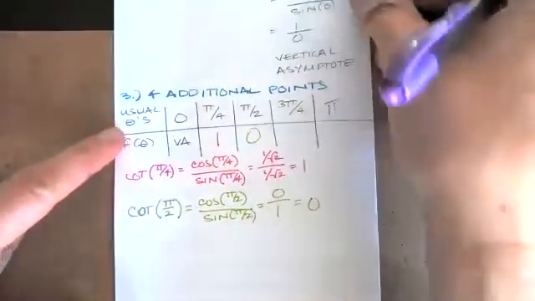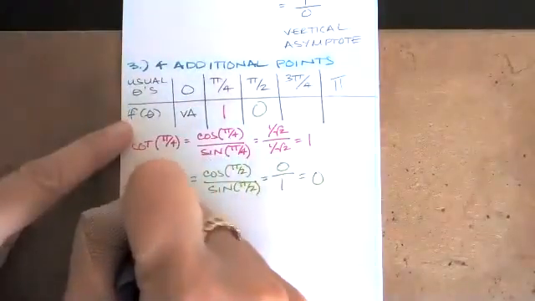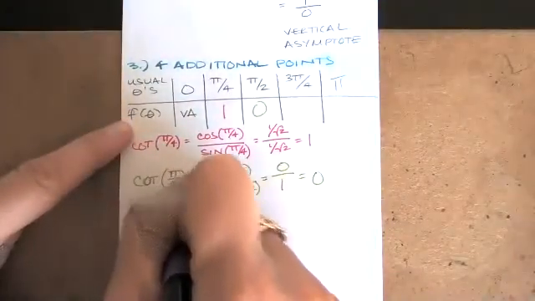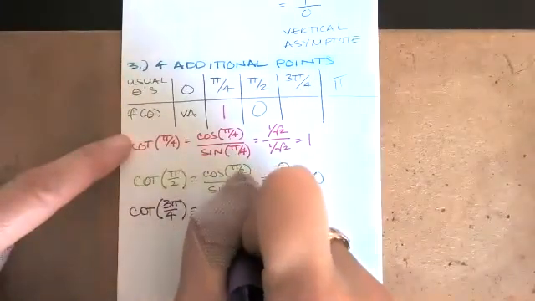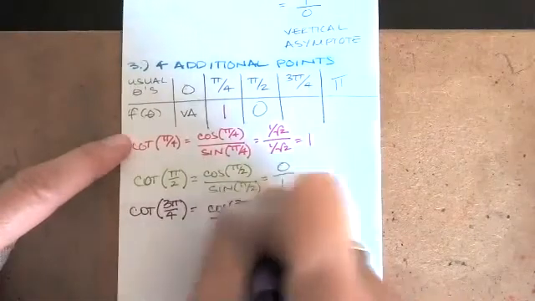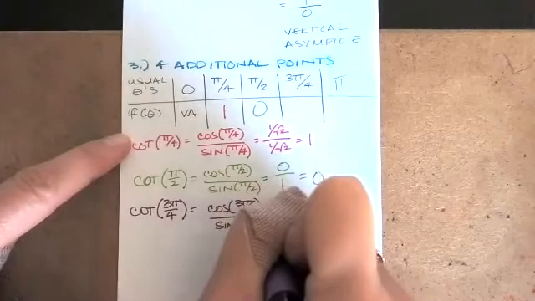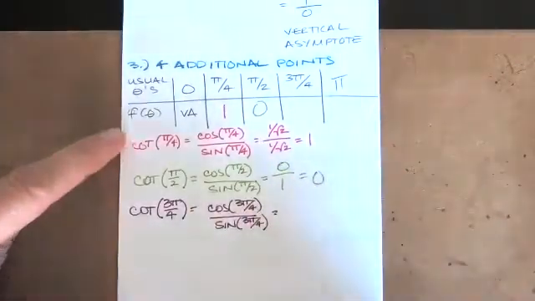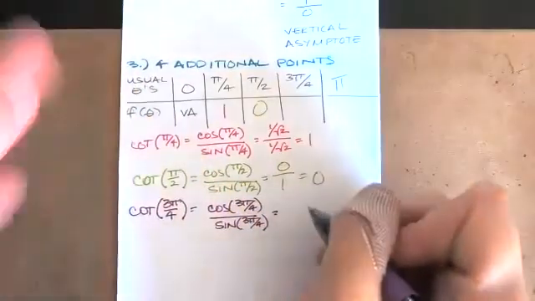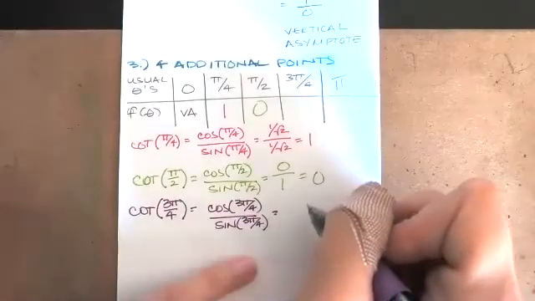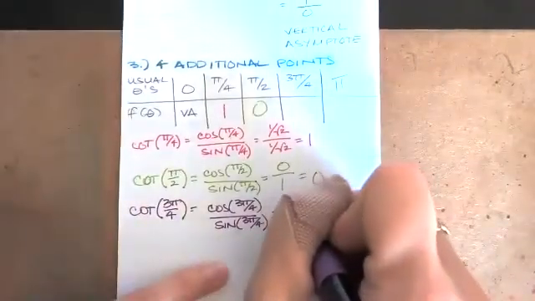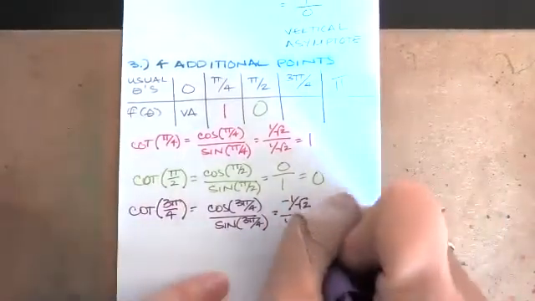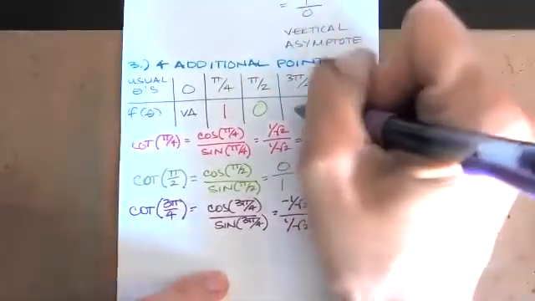Okay, then this angle right here, the cotangent of 3 pi over 4, that's the cosine of 3 pi over 4 over the sine of 3 pi over 4. So remember, 3 pi over 4 is going to be that 45-degree angle in the second quadrant. 45 degrees above the negative x-axis puts it in the second quadrant. So this will be negative 1 over the square root of 2 divided by 1 over the square root of 2, which is negative 1.